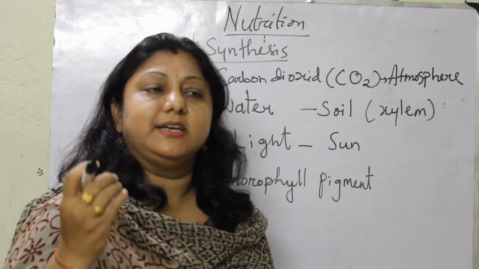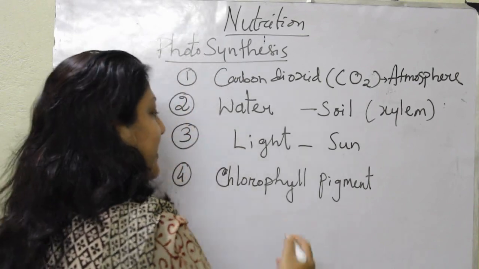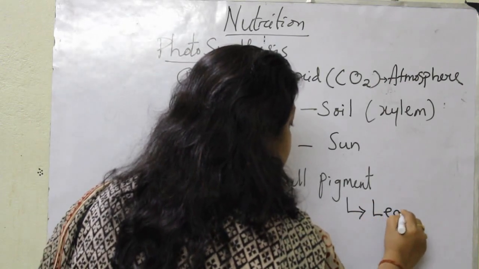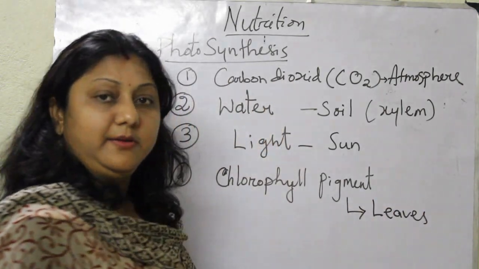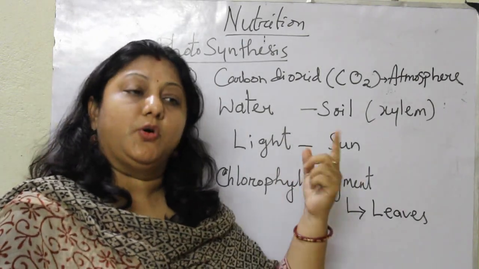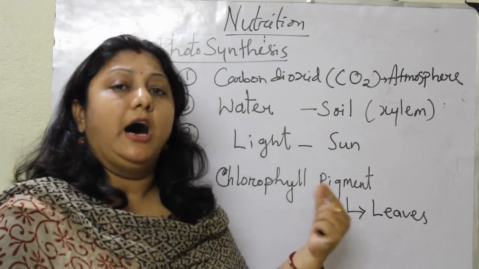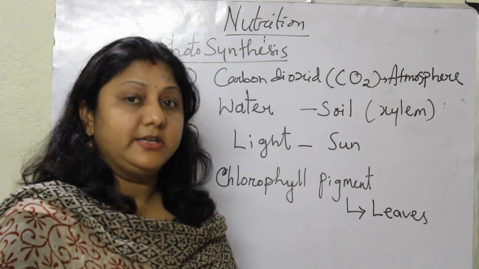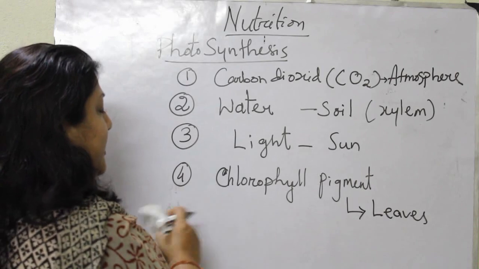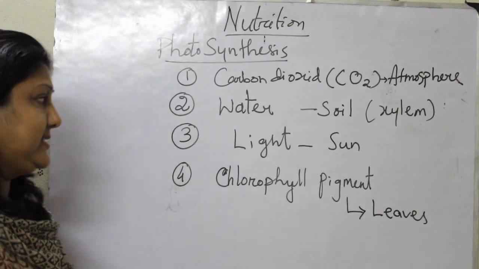The certain cells, the cells which look green, the leaves will be providing. So the source of chlorophyll is the leaves of the plant. So now we know these are the raw materials or the requirements for the process of photosynthesis. Let us now see how those raw materials are used to synthesize the food. So we can see this as the equation of photosynthesis.